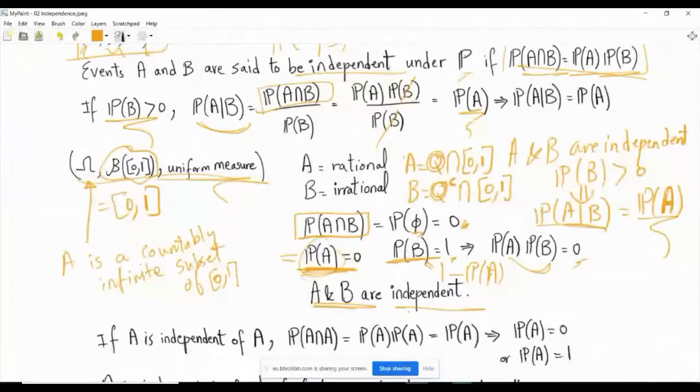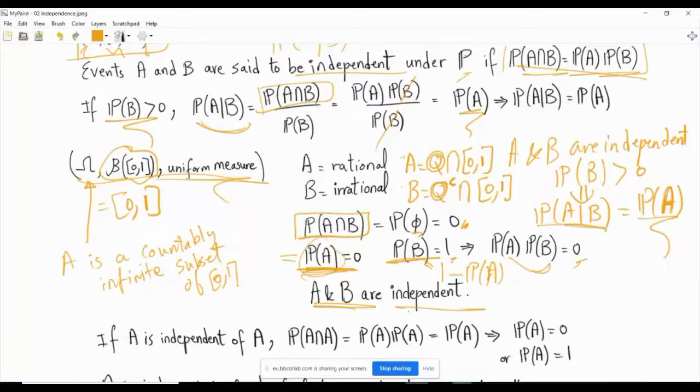From the definition of independence. The definition of independence tells you, if you want to check whether A and B are independent, go and compute the probability of A, the probability of B, and the probability of A intersection B. If the probability of A intersection B is exactly equal to the product of the probability of A and the probability of B, then that's it. The two events are independent.